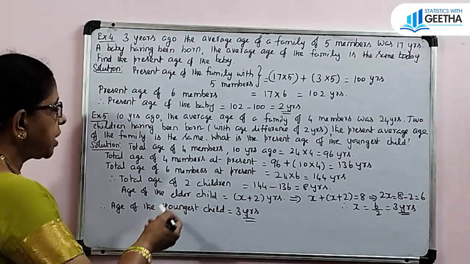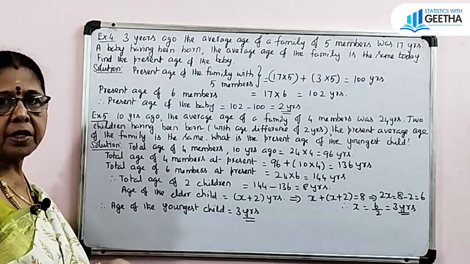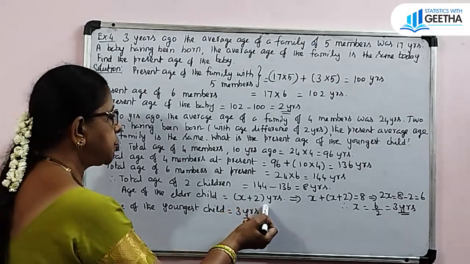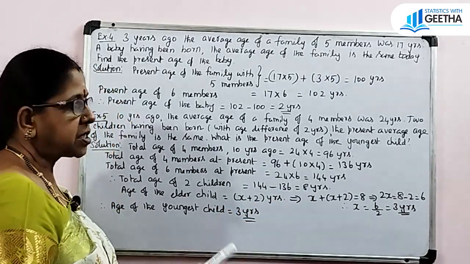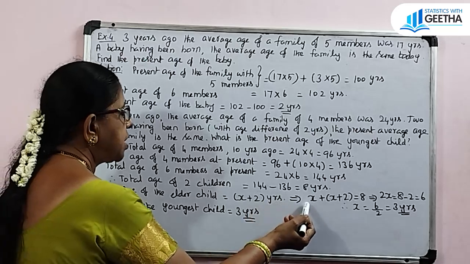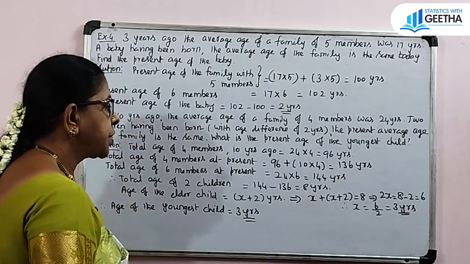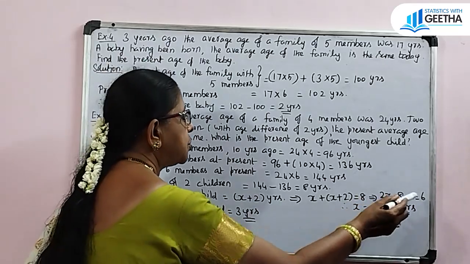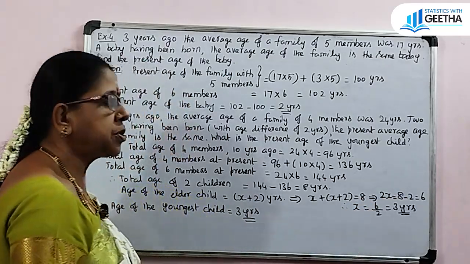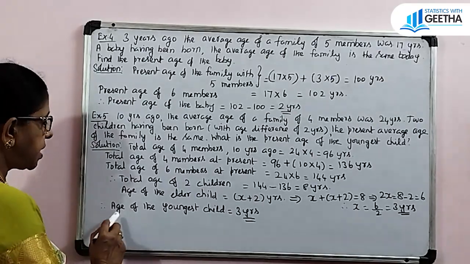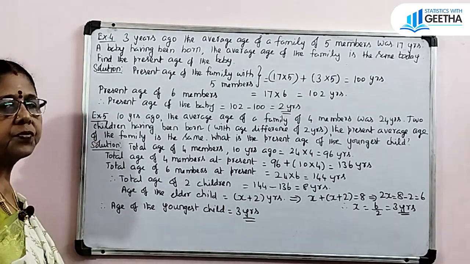Now the elder child is 2 years older than the younger child. So if the younger child is x, the elder is x plus 2. That implies x plus x plus 2 equals the total age, 8. So 2x equals 8 minus 2, that is 6. Therefore, x equals 6 by 2, which is 3 years. That implies the age of the youngest child is 3 years.